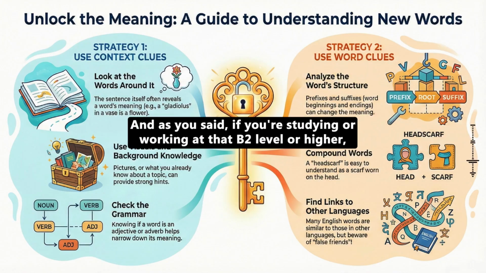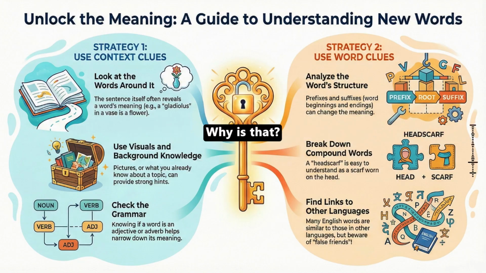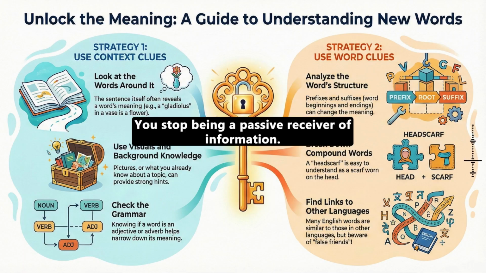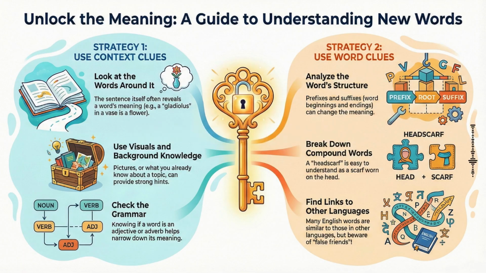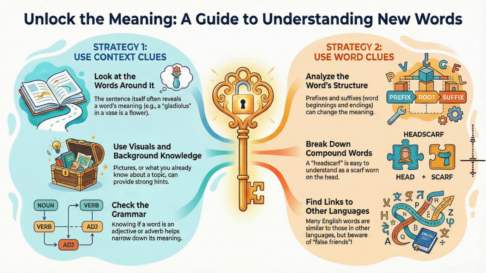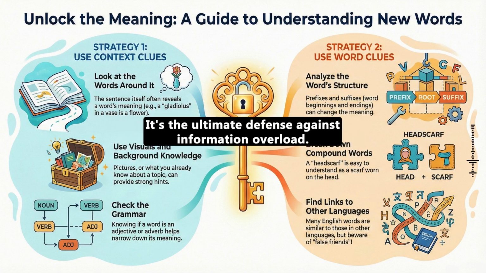And as you said, if you're studying or working at that B2 level or higher, this skill is, well, non-negotiable. Why is that? Because it trains your critical reading and listening skills. You stop being a passive receiver of information. You become an active analyst. Exactly. You're analyzing the structure of the language, the whole conceptual feel of the text. It turns every single thing you read into a learning opportunity. It's the ultimate defense against information overload.